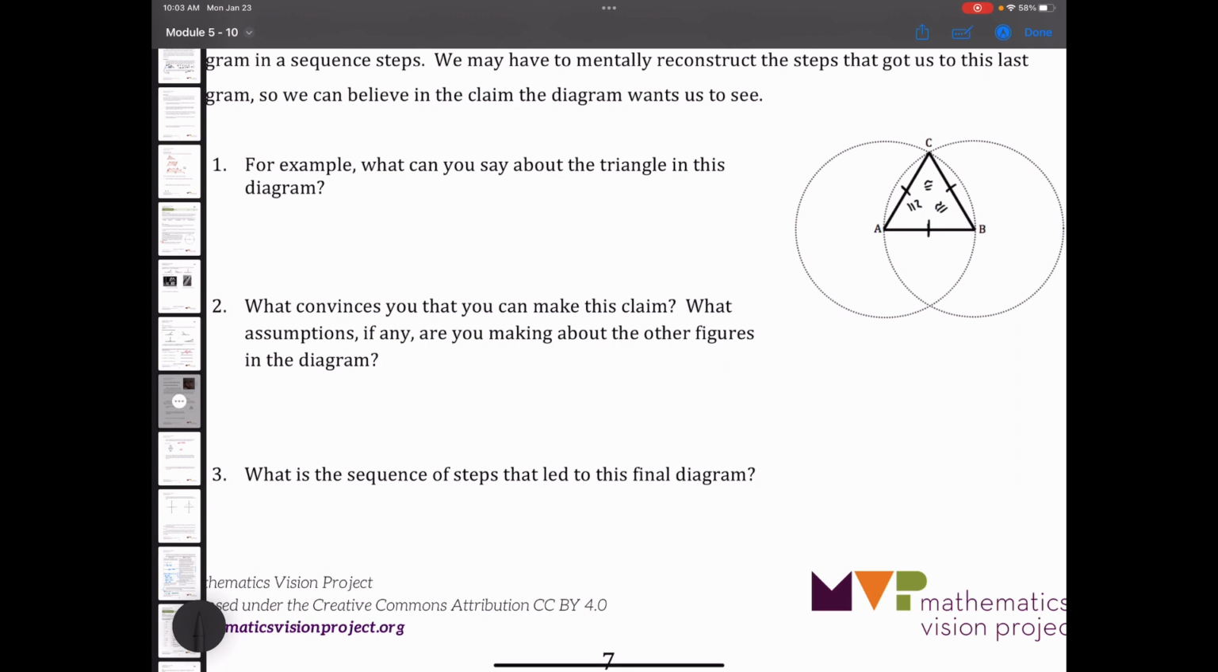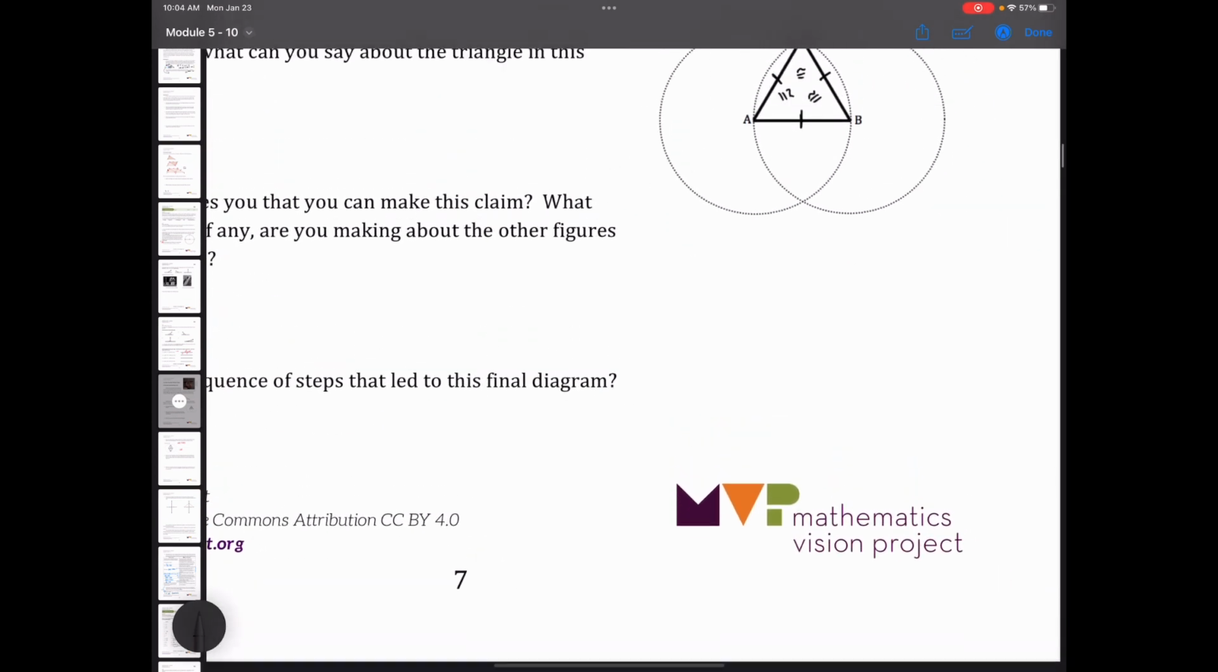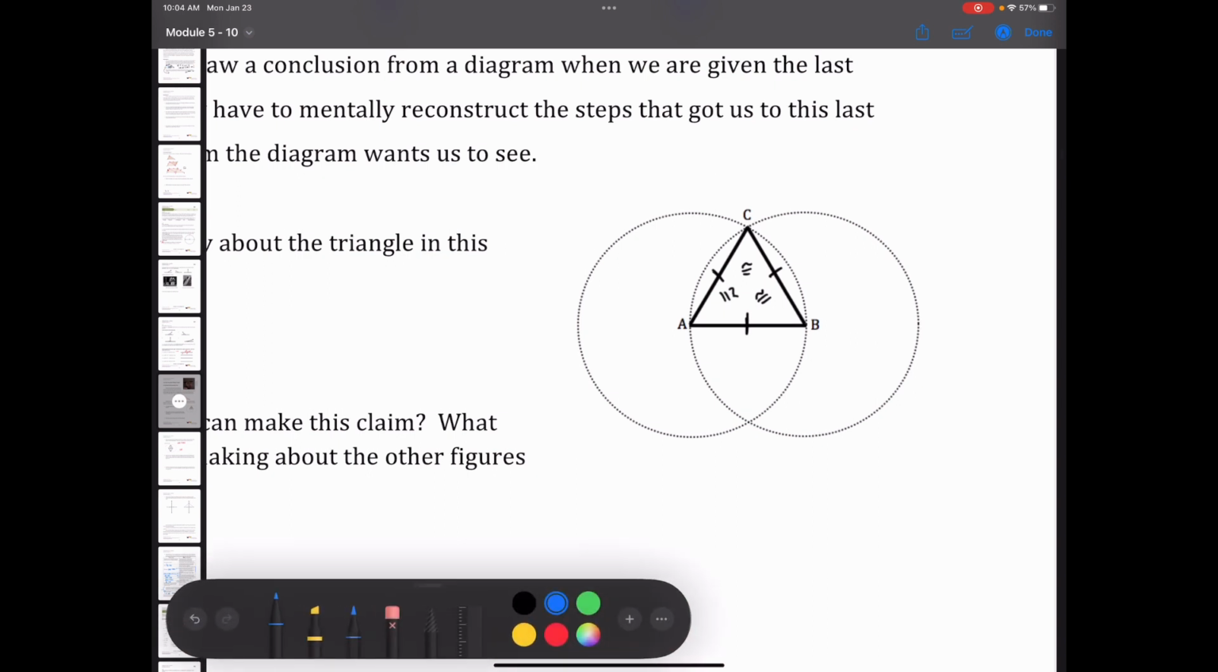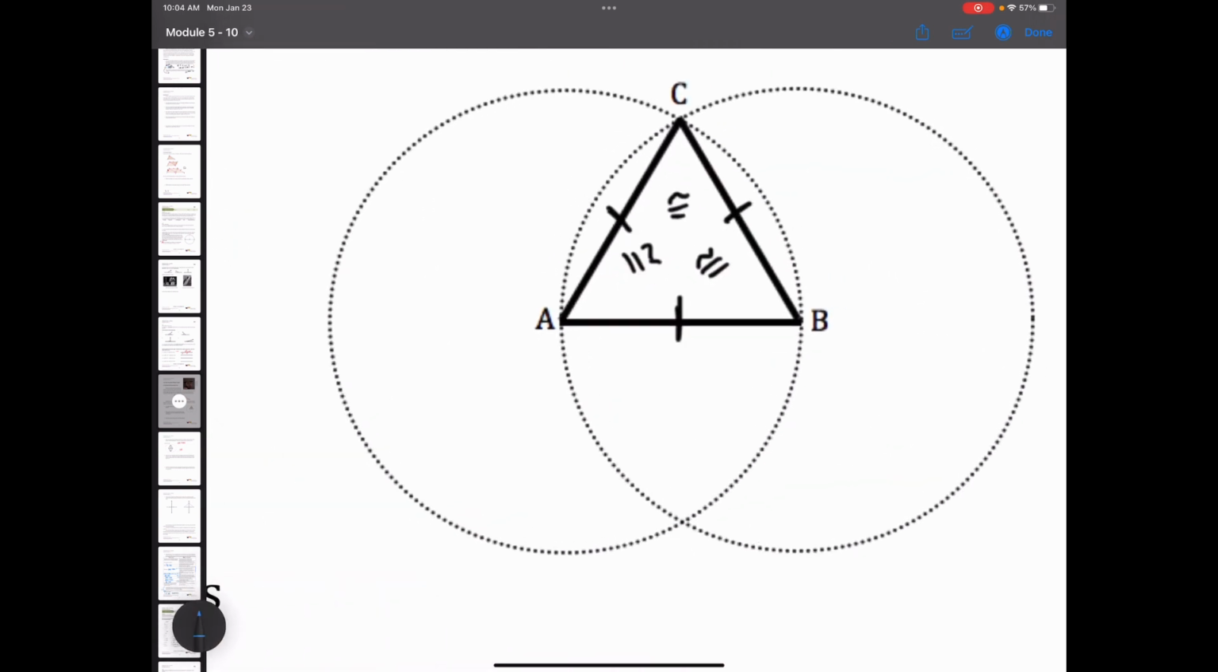Okay, number 3. What is the sequence of steps that you think led to this diagram? I will give you step number 1, and I want you to see if you can extrapolate this. Step number 1 was this right here, point A, or line AB. That was step number 1: line AB was drawn. So what do you think happened from that point?